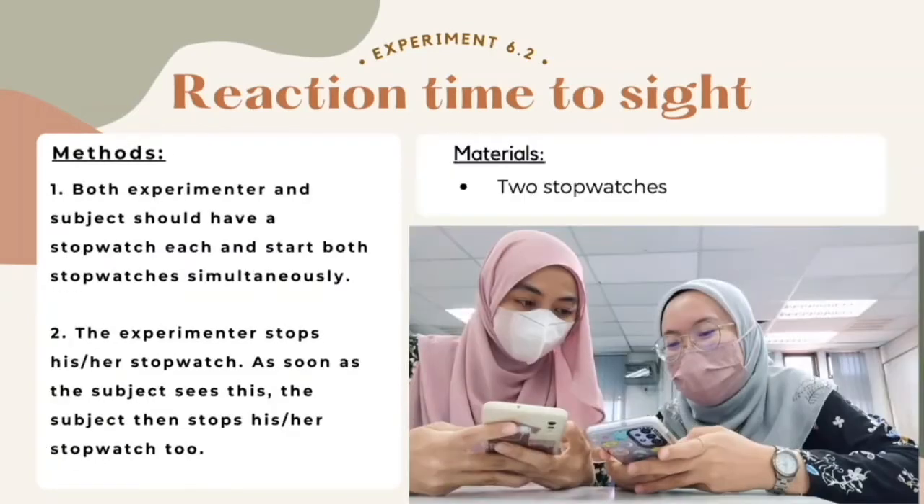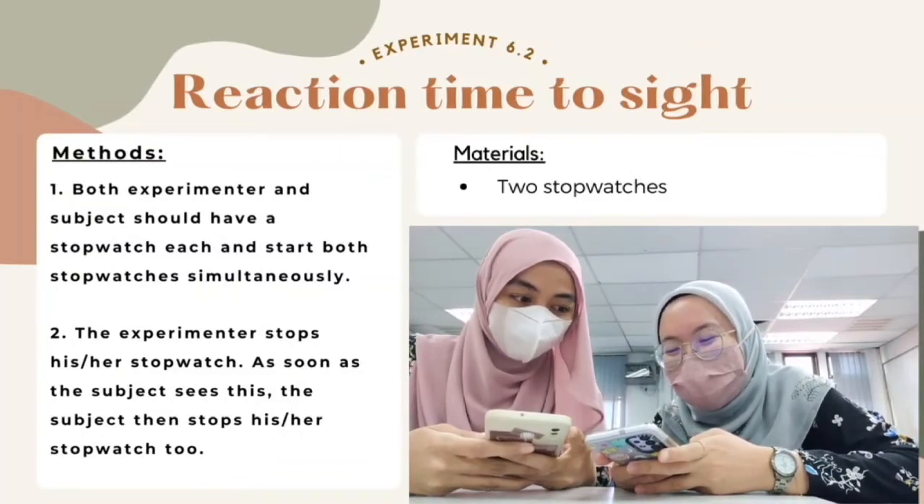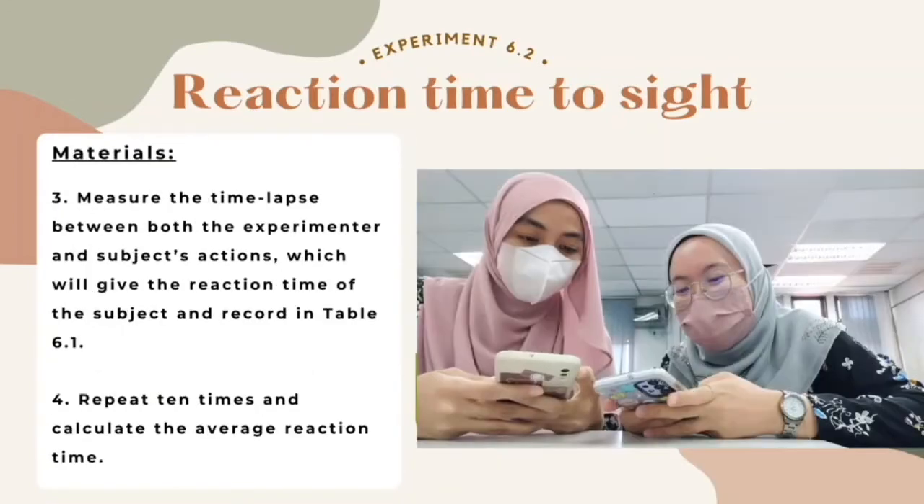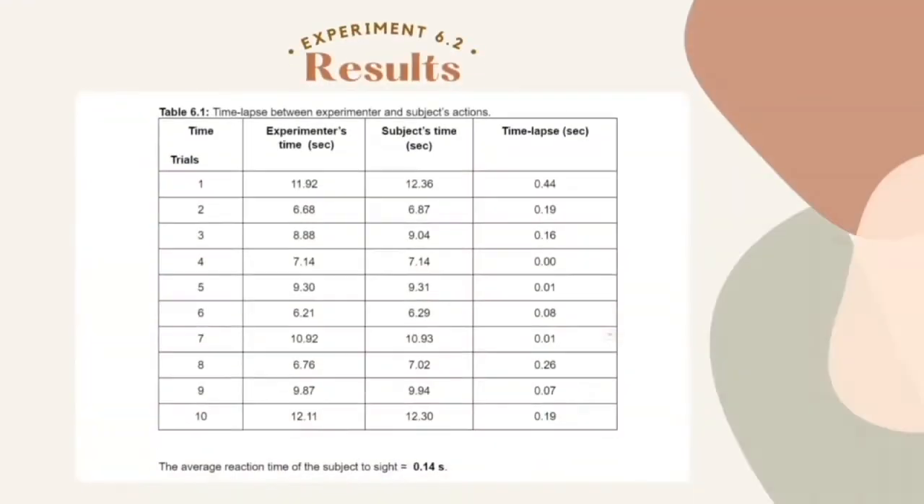Third, measure the time lapse between both the experimenter and subject's actions, which will give the reaction time of the subject, and record in table 6.1. Lastly, repeat 10 times and calculate the average reaction time. The following table shows the results of this experiment. The average reaction time of the subject to sight is calculated by adding all time lapses and dividing by 10. Thus, we get the average reaction time of 0.14 second.